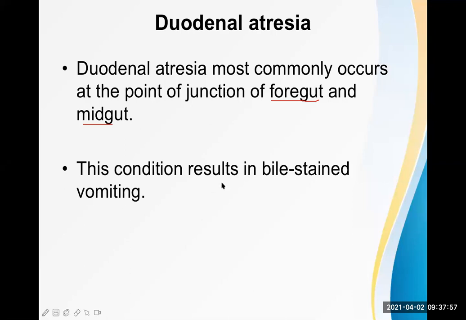Now, this condition results in bile-stained vomiting. The reason behind this is mainly that the atresia occurs after the opening of the common bile duct. If atresia occurs after the opening of the common bile duct, then bile can still flow to that proximal segment. Then when the child vomits, the bile will come in the vomitus. So this is bile-stained vomiting, and it always looks green in color.